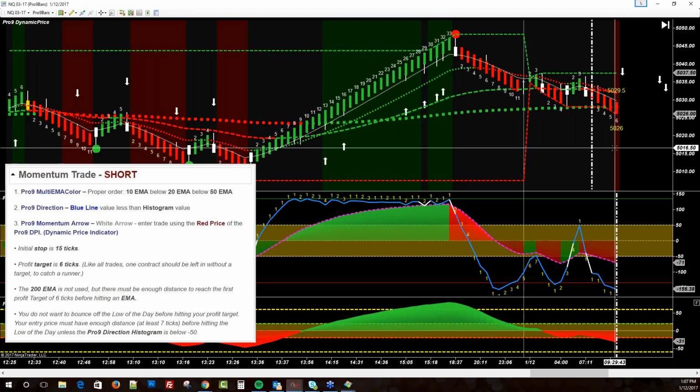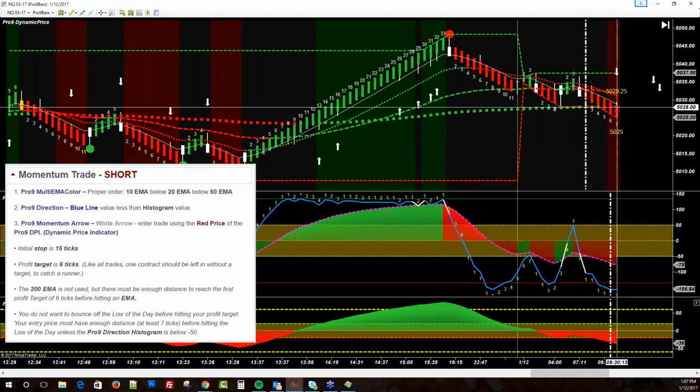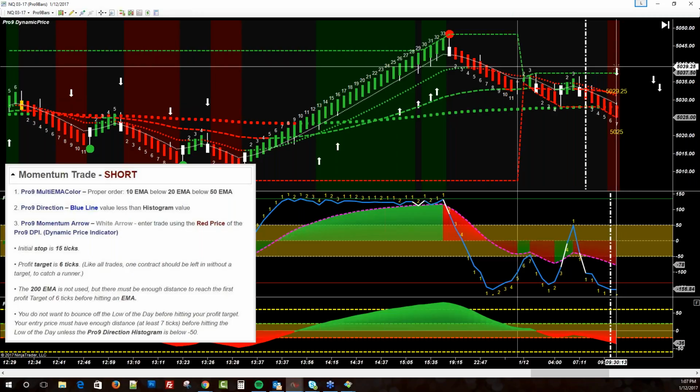Now, of course, it's a little bit easier because I can see this ahead of time, but during the forming of this bar, as soon as this wick pops up here, you'll see this momentum arrow. So you will know that it's a possible momentum entry before the bar closes.